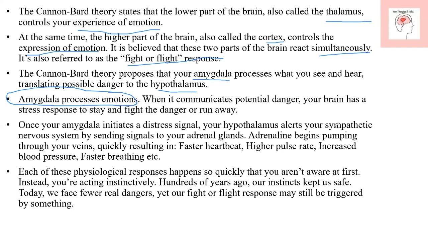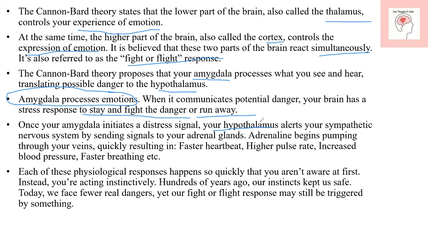When it communicates potential danger, your brain has a stress response to stay and fight the danger or run away. So when the amygdala perceives a situation as threatening, your brain has a stress response, which can be either to fight the situation or run away from it. Once your amygdala initiates a distress signal, whenever it identifies a situation as stressful, your hypothalamus alerts your sympathetic nervous system by sending signals to your adrenal gland.